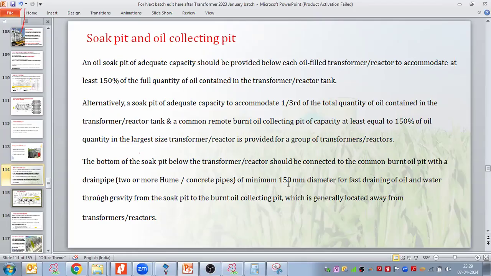A few companies also use 100 or 150 diameter for fast draining of oil and water through gravity from the soak pit to the burn oil collecting pit, which is generally located away from the transformers or reactors.